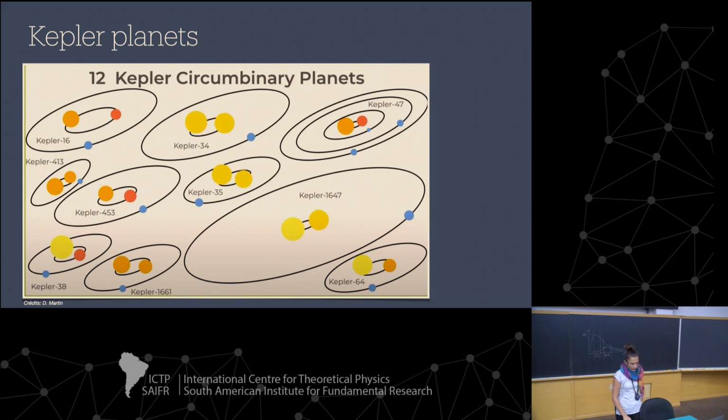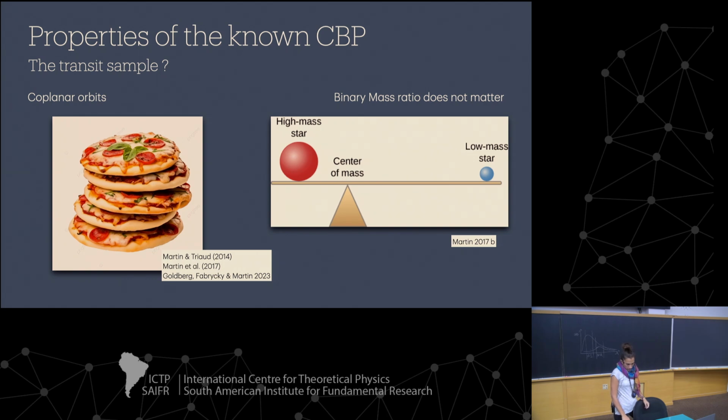So among the circumbinary exoplanets that were discovered by Kepler, we have obviously a variety of dimensions of the stars and also of the exoplanets, and you may see that it's not just one single exoplanet, but you have a multiplanetary system like Kepler-47 with three different exoplanets.